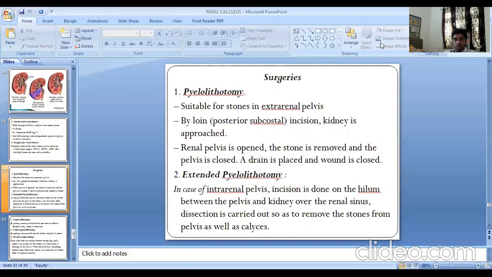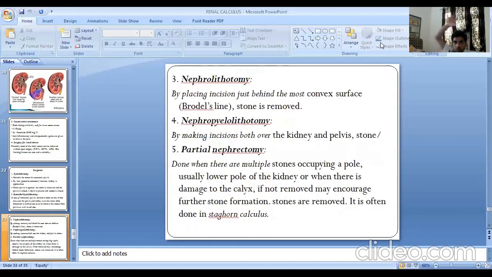Second, extended pyelolithotomy. In case of intrarenal pelvis, incision is done on the hilum between the pelvis and kidney over the renal sinus. Dissection is carried out so as to remove the stones from pelvis as well as calyx. Nephrolithotomy: by placing incision just behind the most convex surface, stone is removed. Nephropyelolithotomy: by making incision both over the kidney and pelvis, stone is removed.